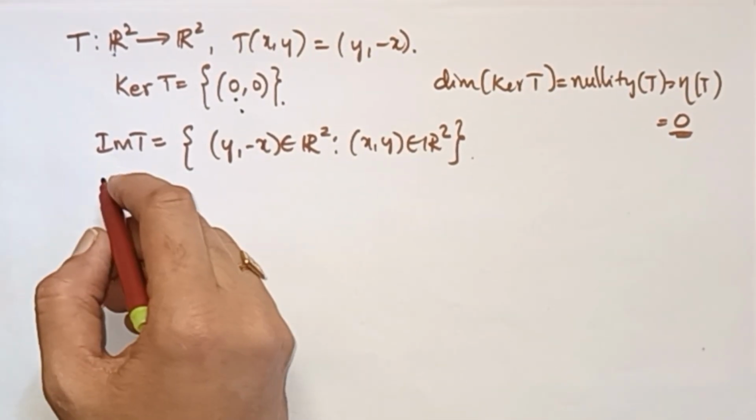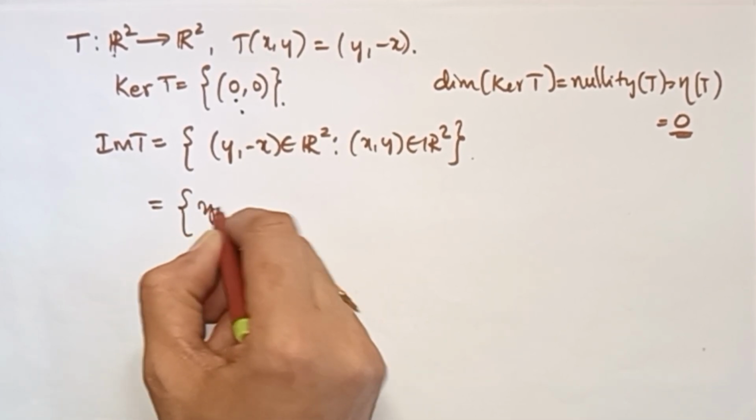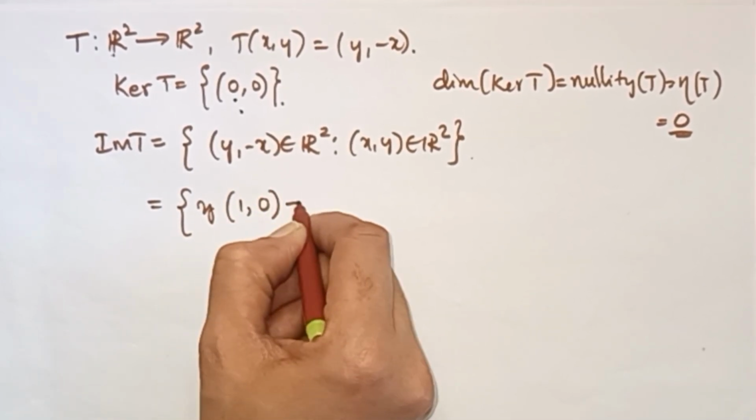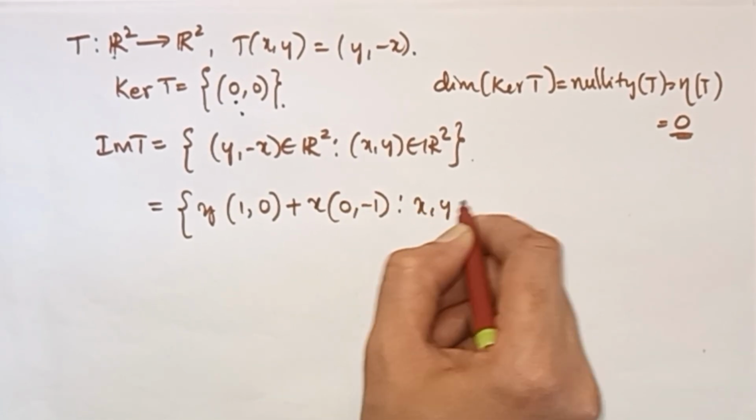Now image of T is nothing but, here, how to simplify this further. So this is y into (1, 0) plus x into (0, minus 1), such that (x, y) belongs to R.